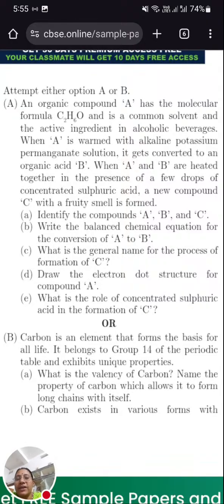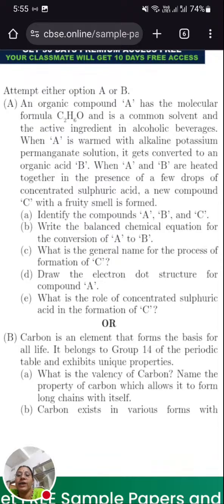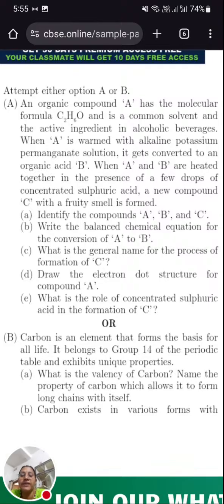So here, esterification, COOH, not a ketone derivative, an esterification reaction is taking place. Esters are sweet in smell. So the last one is an esterification reaction. We need to identify A, B and C. A is alcohol, ethanol, as it is a common solvent of alcoholic beverages. Then both are reacting and forming ethanoic acid, that is B, and C is ethyl acetate. We got all of A, B, C.